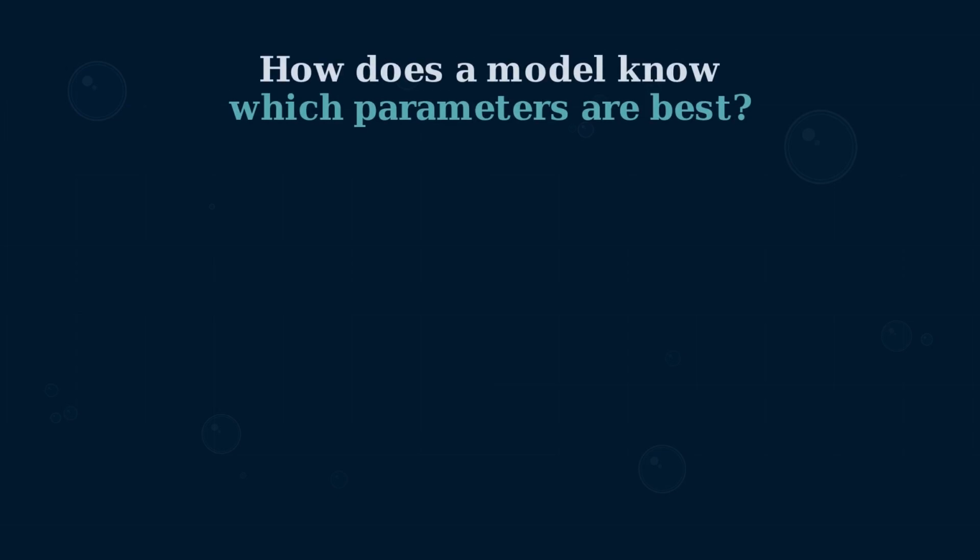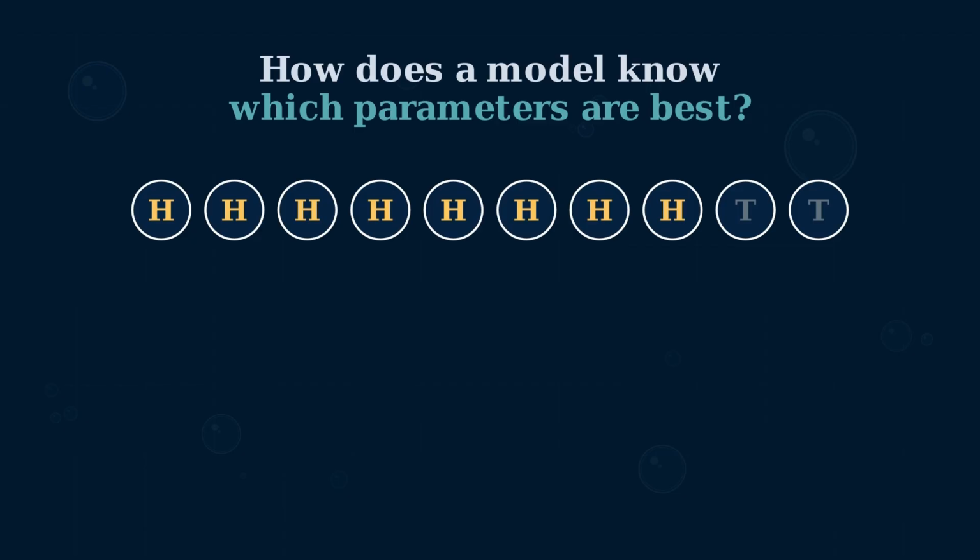Flip a coin 10 times. 8 heads, 2 tails. How does a model know which parameters are best?